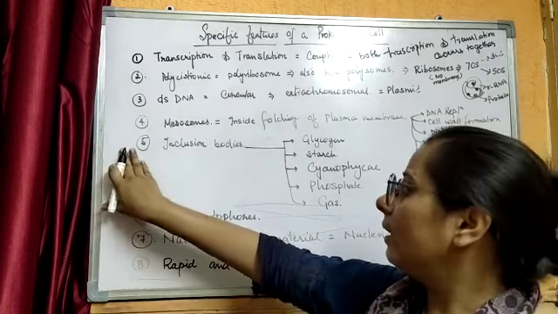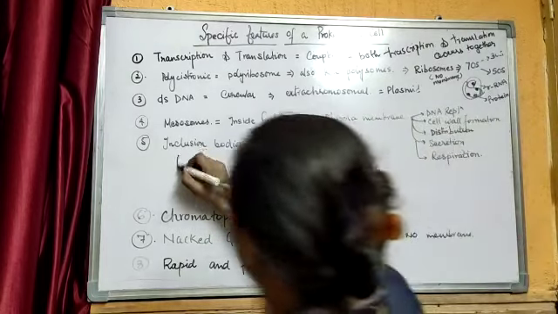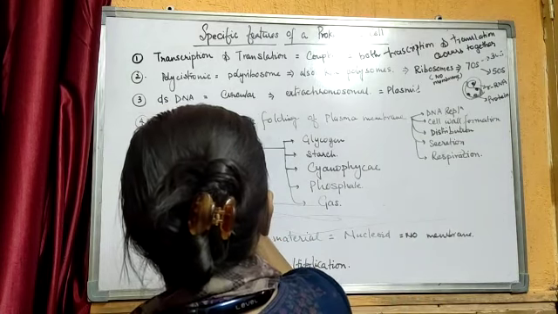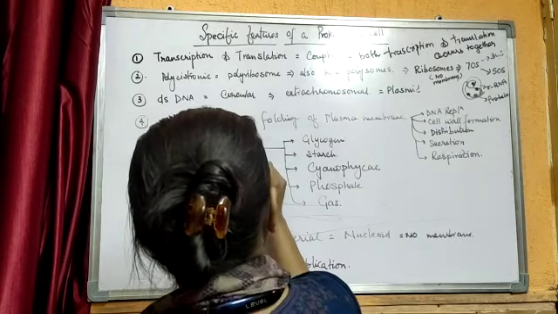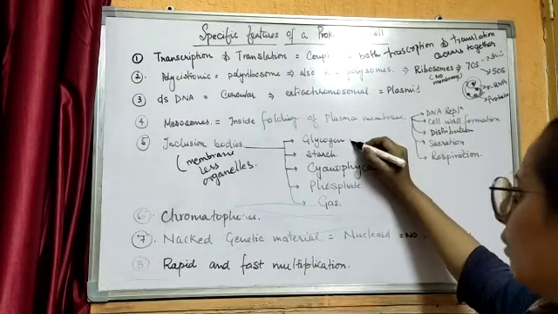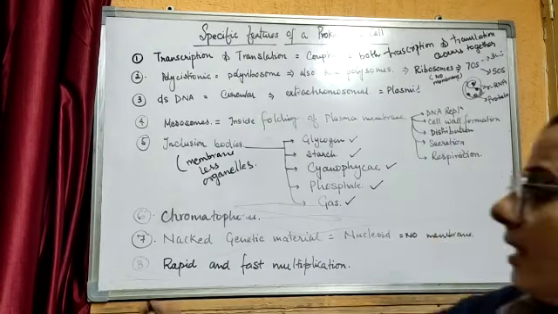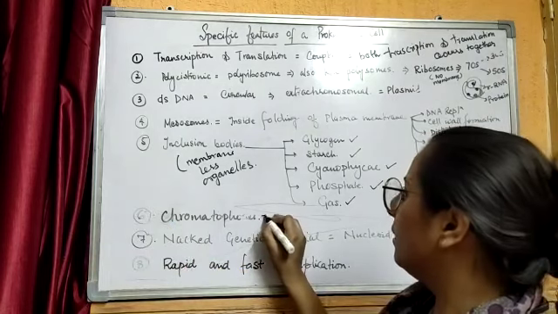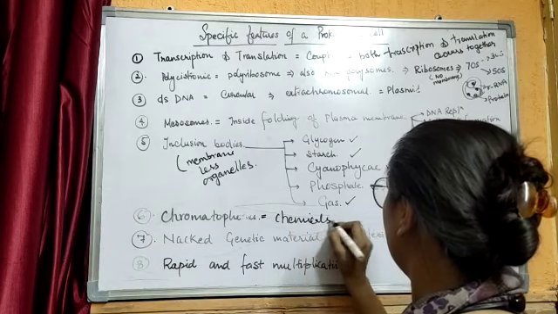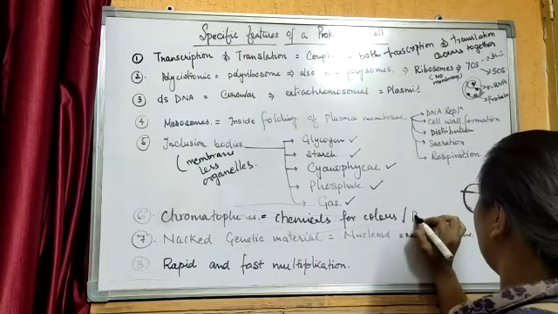The fifth one is inclusion bodies. These inclusion bodies are membraneless organelles involved in the storage of glycogen, starch, cyanophycin, phosphate, and gases. The sixth feature is the chromatophore. These contain the chemicals for colors or photosynthesis.